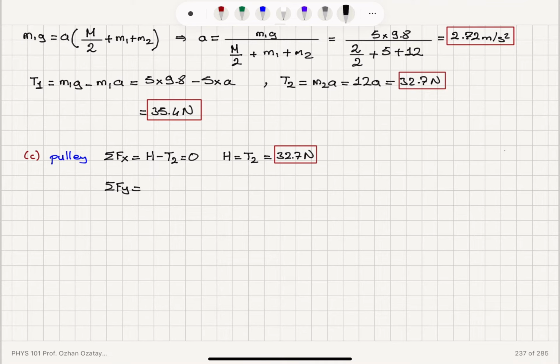So we will have vertical component minus T1 minus capital Mg. This must be equal to 0. And therefore, we find that the vertical force is equal to T1 plus mg. So this would be 35.4 newtons plus 2 kilograms times 9.8 meters per second squared, which will give us 55.0 newtons when reduced to 3 significant figures.